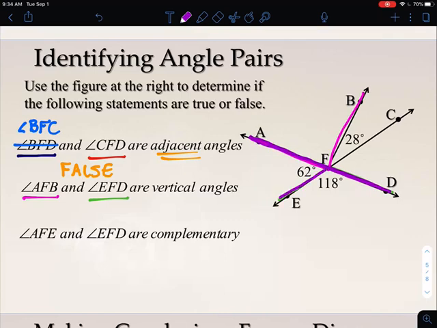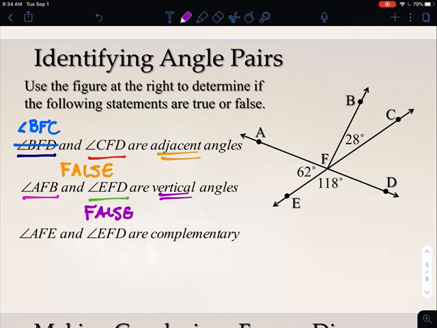When I go to trace my second set, E to F, now when I go to start to go to B, I change directions. I don't form a perfectly straight line here. So what that's telling me is this is a false statement. They are not vertical angles. Okay, so again, if I wanted to change this, I have the angles in question here.